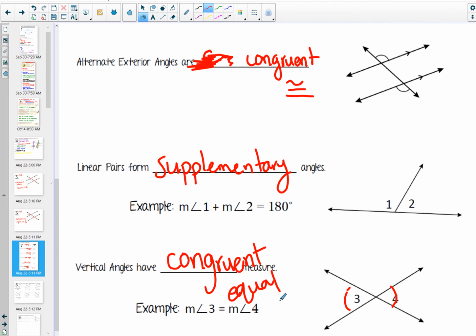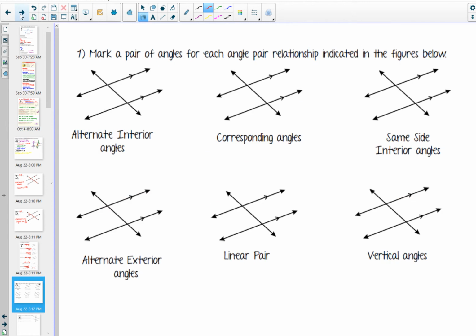Okay, now we get to have more fun with more numbers. Well, not yet. Soon. Soon more fun with more numbers. Okay. Mark a pair of angles for each angle pair relationship indicated in the figure below.